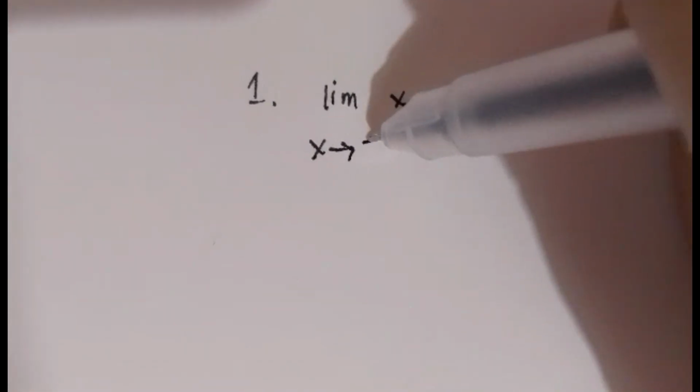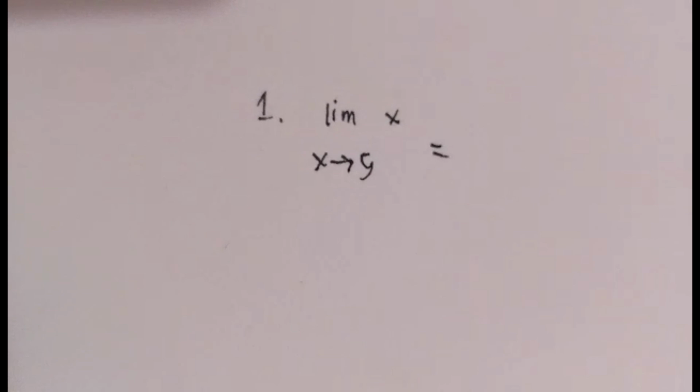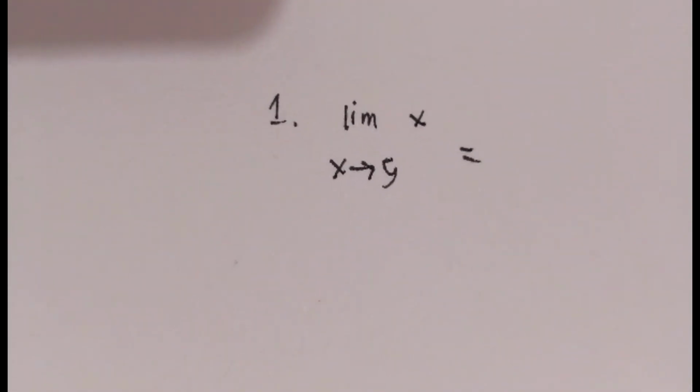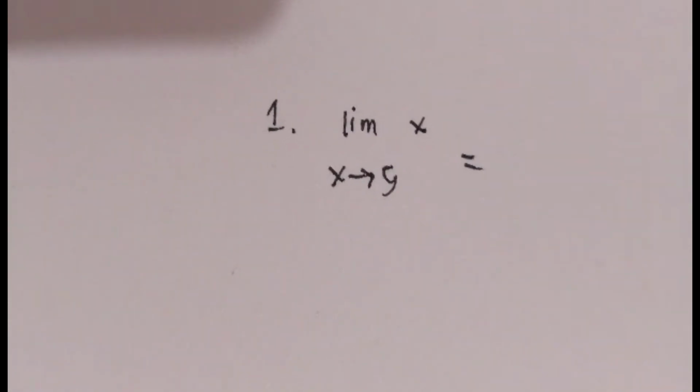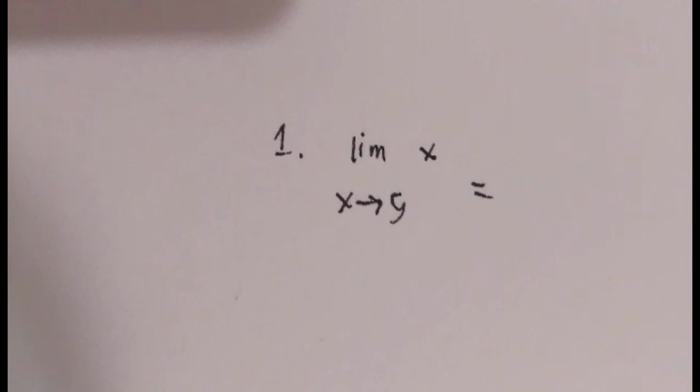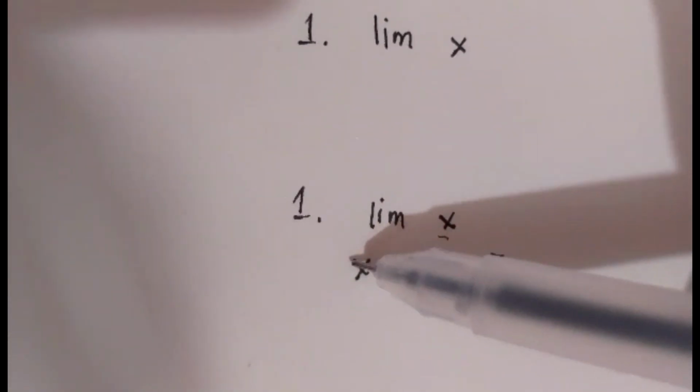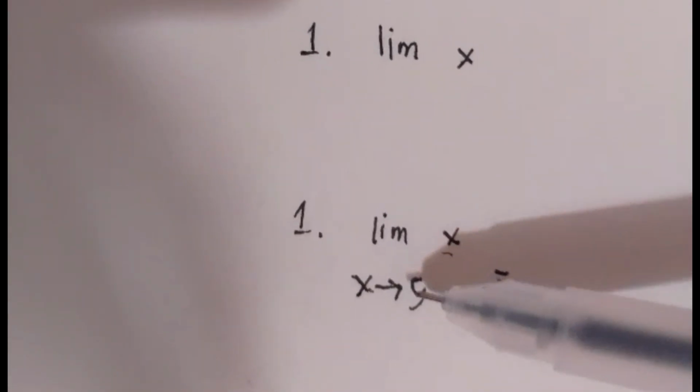To illustrate Theorem 2, let's start with this problem. The limit of x as x approaches 5 is equal to, so according to Theorem 2, if the function is just x, then the limit as x approaches a is just a. So here, this is the x. So what number is x approaching?